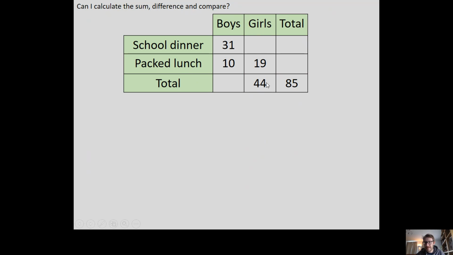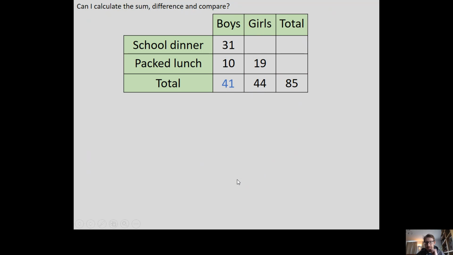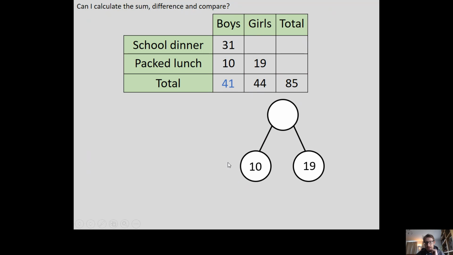Okay, with this piece of information, we've got school dinner or packed lunch this time, and we've got boys or girls, and could we fill in the missing information? So think about part whole models as well. So we've got 31 and 10 for the boys of school dinner and packed lunch, and then we add 31 and 10 to find the total. It's 41, so we can fill in the missing information here.